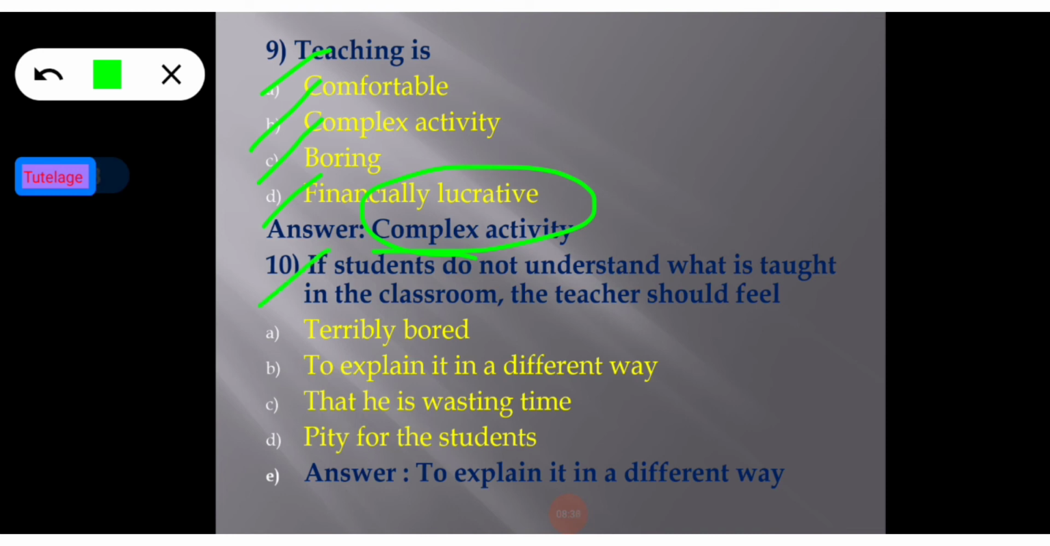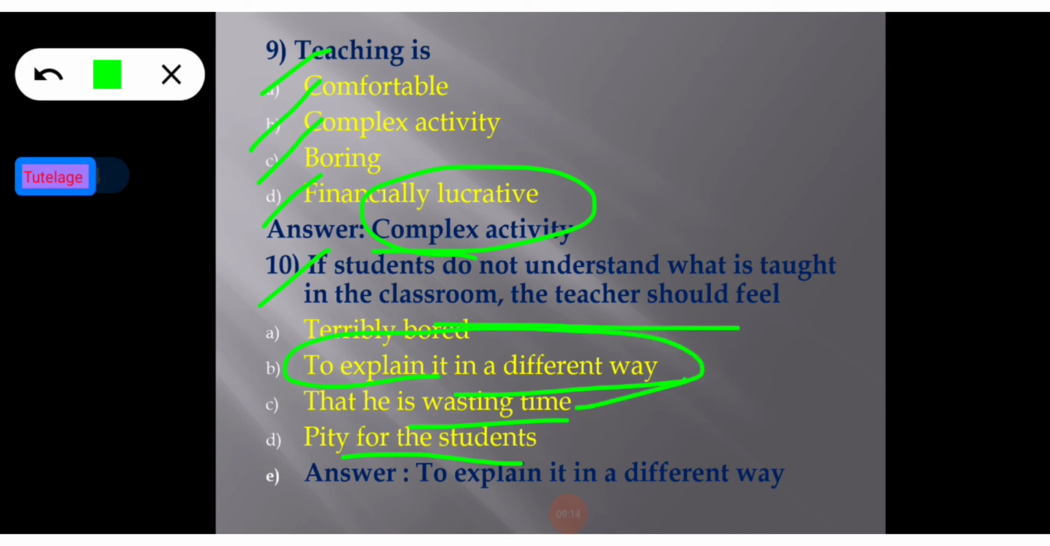If students don't understand what is taught in the classroom, so teachers should feel, the first option, terribly bored, to explain it in a different way, that he is wasting time, he or she is obviously wasting time, and teacher should feel pity for the students. So obviously, the last one is not the correct answer, and the third one is also not the correct answer. So the correct answer is to explain it in a different way.